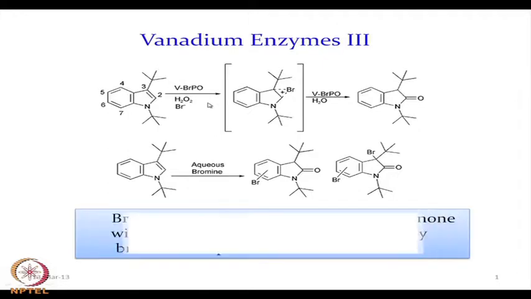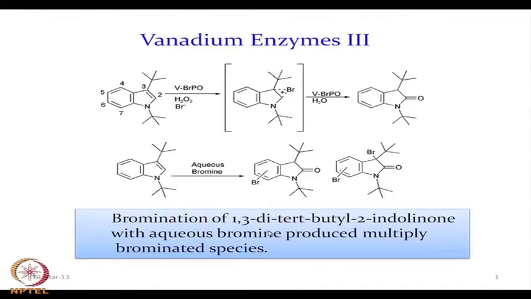the bromoperoxidase molecule. So, what we have seen here is that 1,3-ditertiary-butyl 1-indolinone with aqueous bromine can produce multiple brominated species. What do we expect? We still expect that if we can make some modification in the reaction medium so that we can avoid this carbonyl group insertion in the molecule, we can expect some amount of bromination within some other substrate, or this type of substrate with some modification within the backbone.